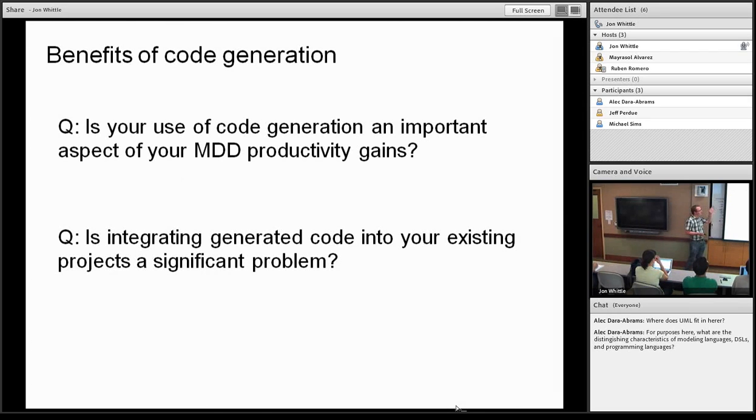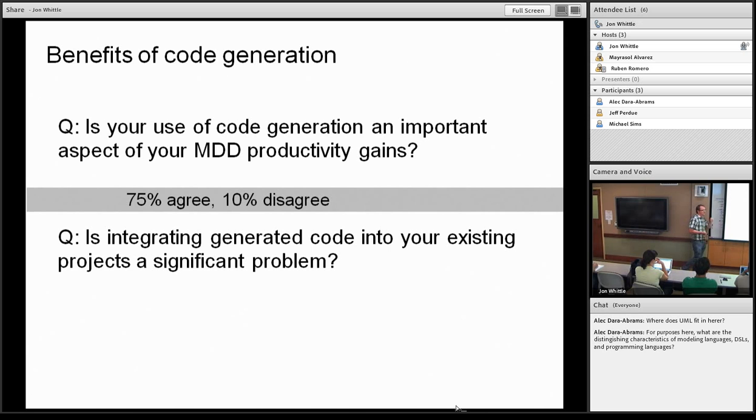So for example, with code generation, we asked, is your use of code generation an important aspect of your productivity gains? Does it lead to productivity, basically? But we also asked the flip side of that question, which was, is integrating generated code into your existing projects an issue for you? And then by comparing the answers to this, you can get some sense of whether the benefits, the first question, outweigh the drawbacks, the second question.